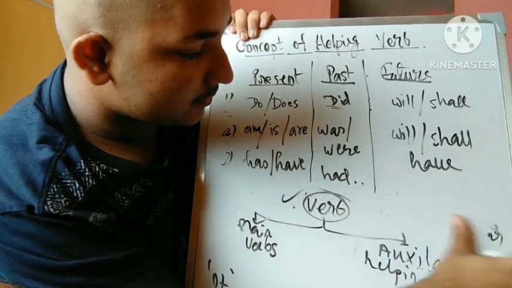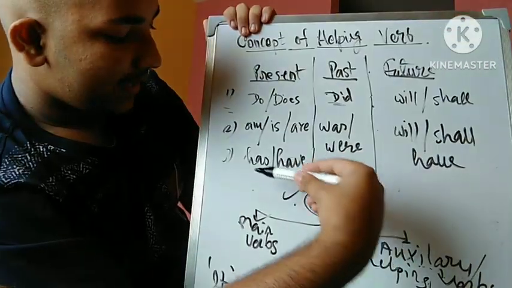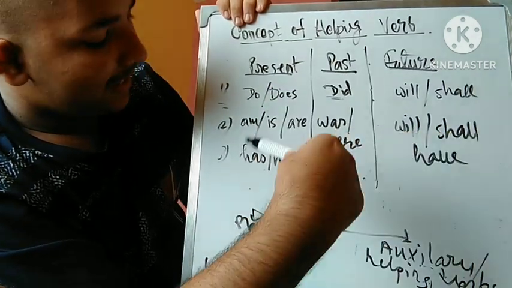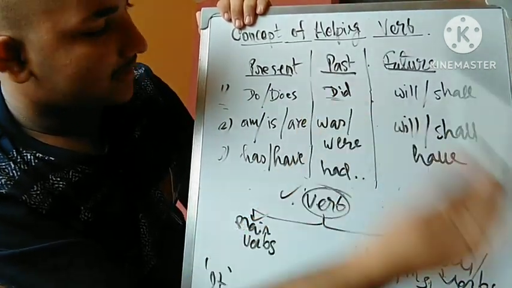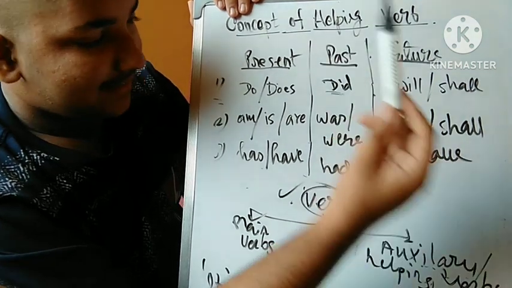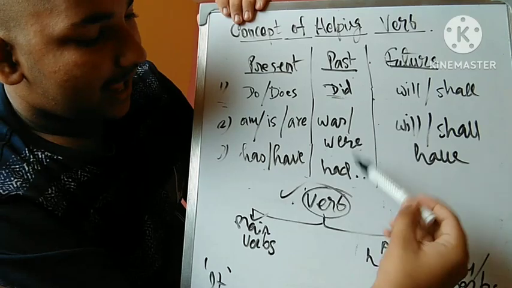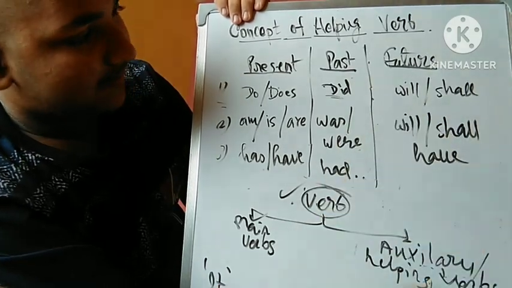Has and have are used for present tense. So anywhere if you find has, have, be sure that this is present tense. Did, past tense. Was, were, part of be verb, past tense. And had, part of have verb, past tense.